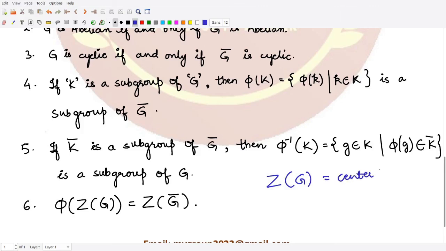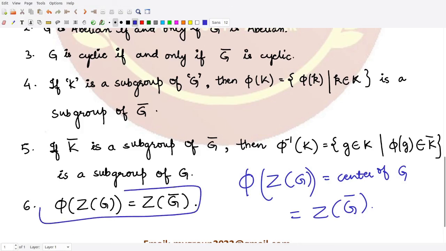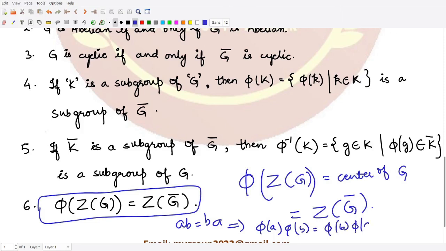For the next property, it states that if we have the center Z of G, which is the center of the group G, then if we apply the mapping phi onto the center of G, we would obtain the center of the group G bar. How cool is that, right? You can again prove this property using the property that we have studied, that AB equals BA would imply phi of A phi of B equals phi of B phi of A for all elements A and B belonging to G, right?